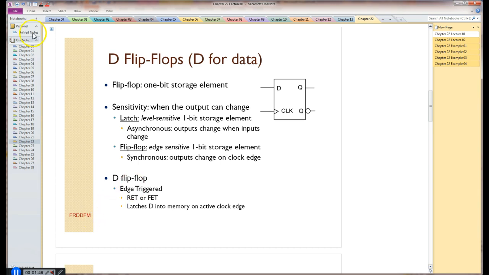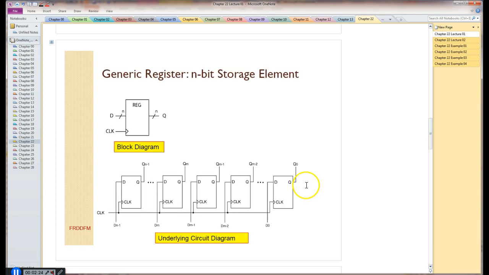Two types of edge triggering on these flip-flops: it can be a rising edge or a falling edge. This is a rising edge, and this is a falling edge. The way this is drawn here with this triangle indicates it's a rising edge. If there were a bubble there, that would indicate it's a falling edge trigger. Pretty much everything we do in this book is going to be rising edge.